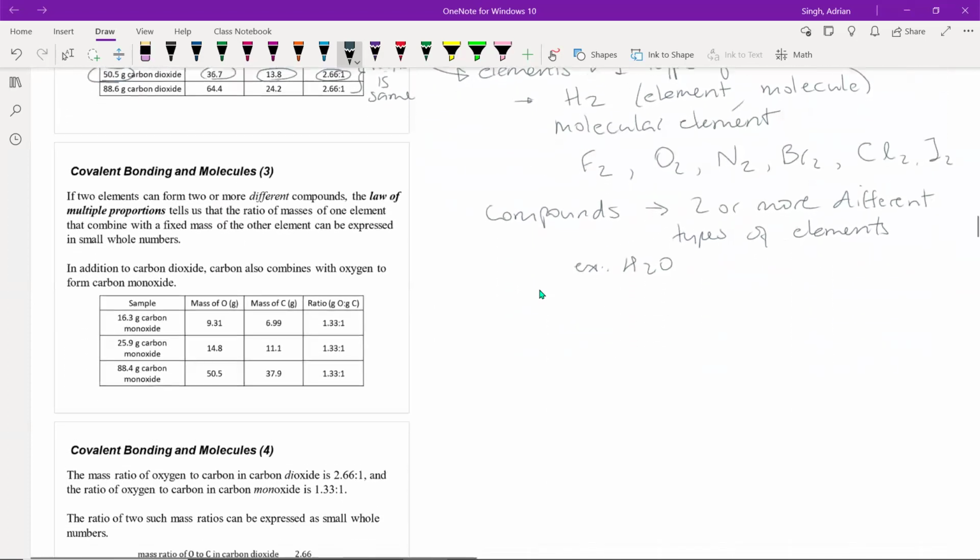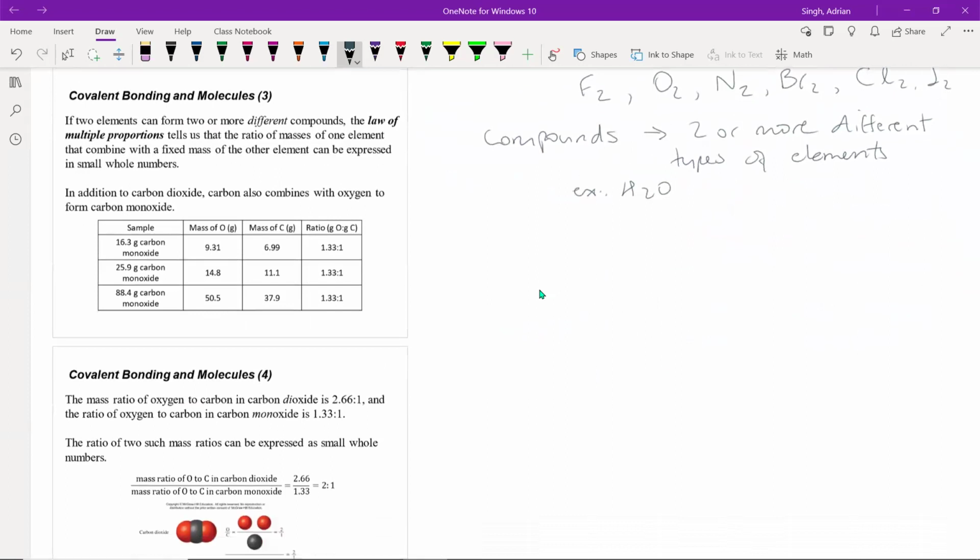Now, what Proust also determined was that if you had two elements and you can combine them in different ratios to form different compounds, what he found was that the ratio of the masses of one element that combines with a fixed mass of the other element in a compound can be expressed in a small whole number. And this is known as the law of multiple proportions. So now we're looking at comparing different compounds.